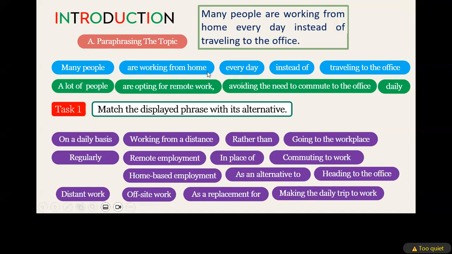What phrase does it replace? Off-site work. Working from home. Working from home. Yeah, good. And then consistently. Daily. Daily. Okay, you see here? So there is no one single way of paraphrasing a word. Okay, you need to be flexible. So think of daily as regularly. So consistently on a daily basis.